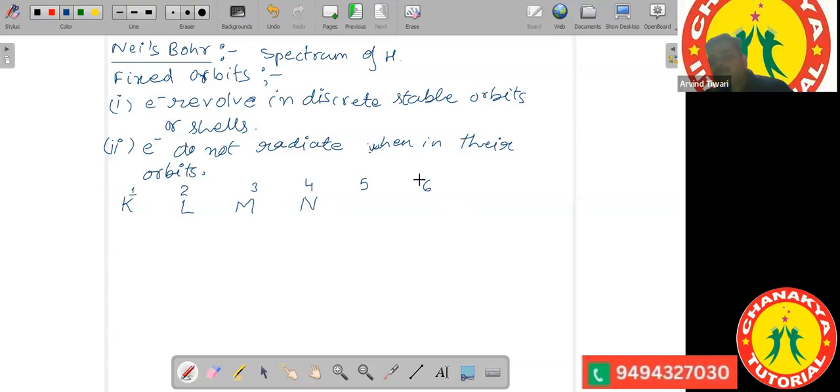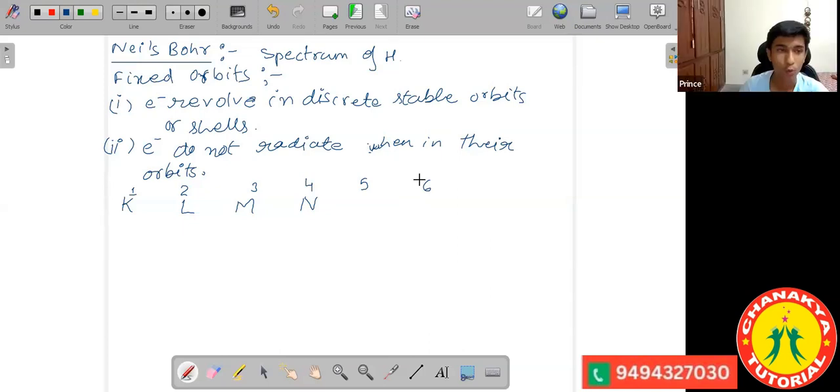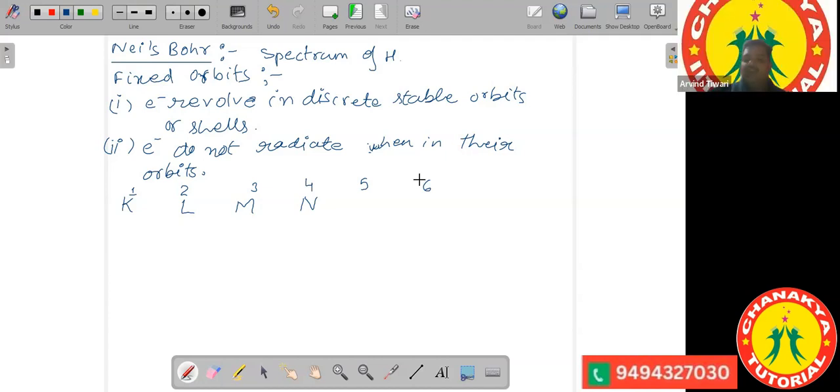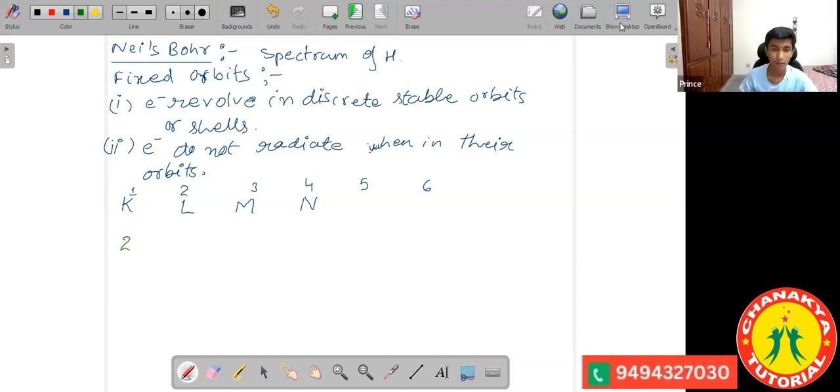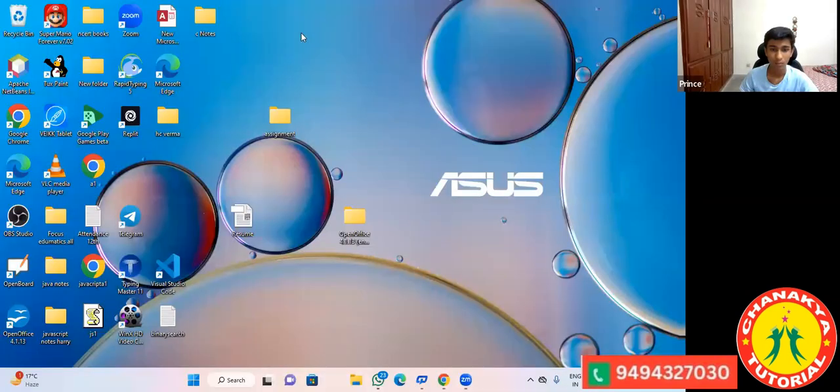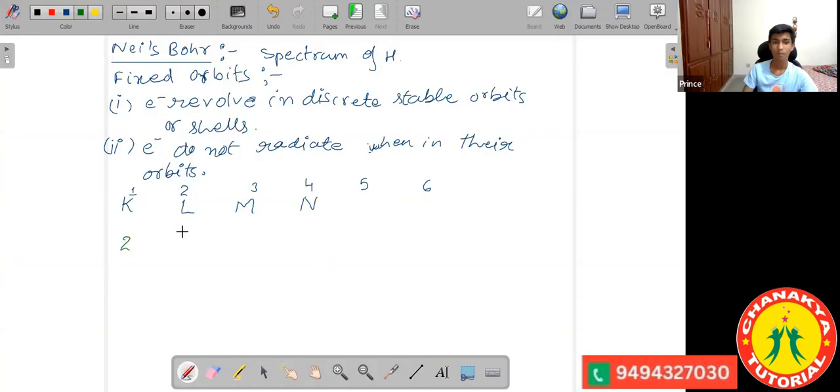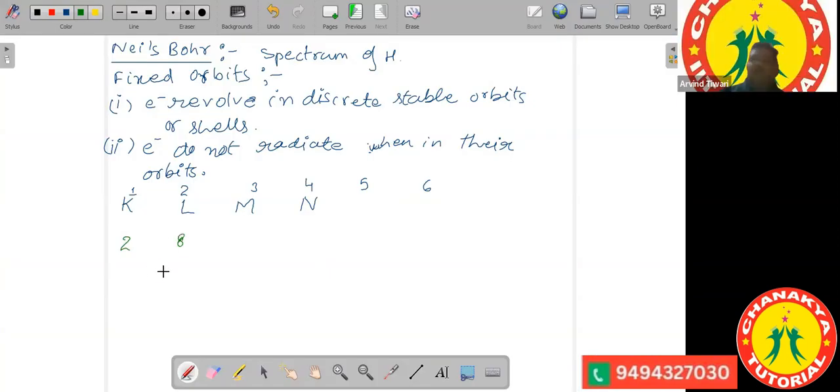Okay. Prince, how many electrons are required to fill the K shell? Sir, 2. All right. So two electrons are required for filling the K shell. Then how many electrons are required for filling the L shell? Sir, 8. Very good. So 8 electrons are required to fill the L shell.